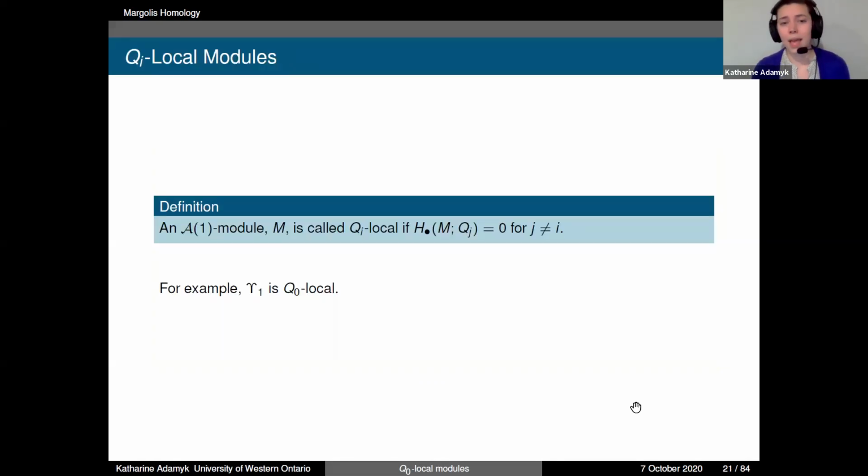An A1 module M is called Qi local if the Qj Margolis homology is 0 for j not equal to i. So for example, our Q1 homology was 0 for upsilon 1. So it's Q0 local. You want to think of this as all of the Margolis homology is Q0 Margolis homology.